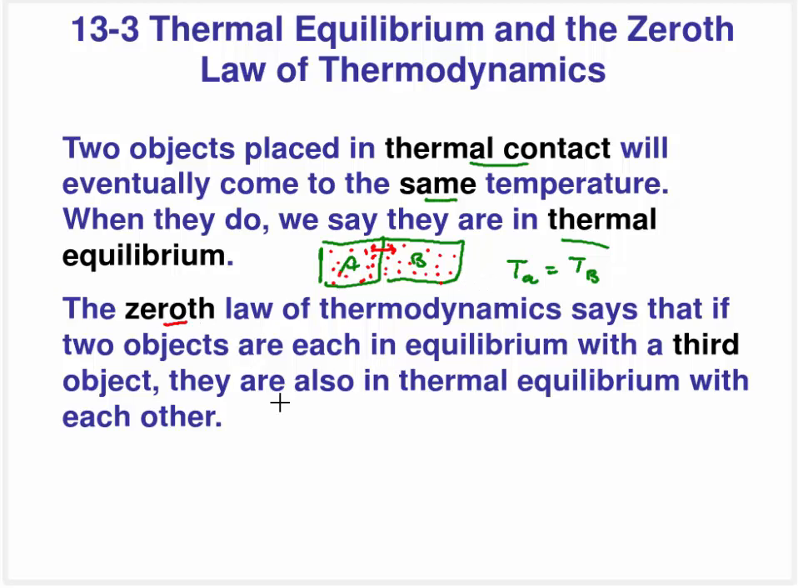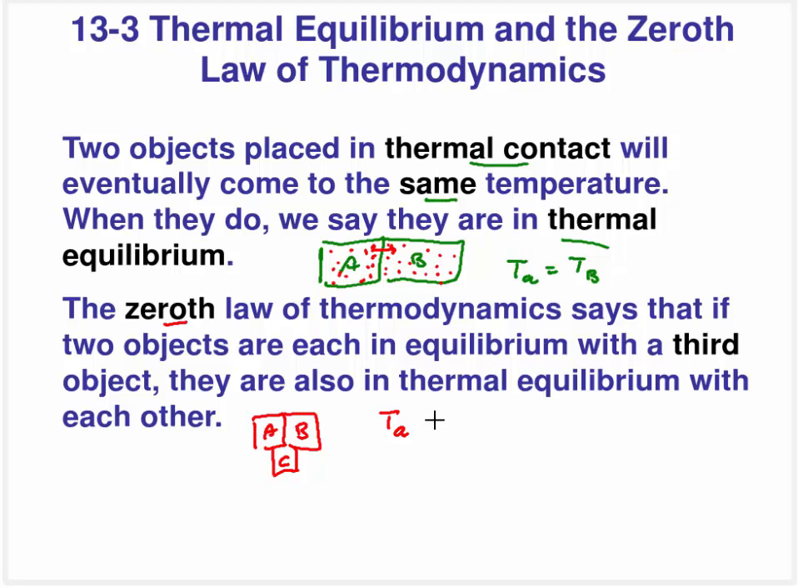The Zeroth Law says, hey, if I've got two objects, object A and object B, and they're in thermal equilibrium, now if we introduce, say, a third object right here, then that object is also going to be in thermal equilibrium with the first two objects.